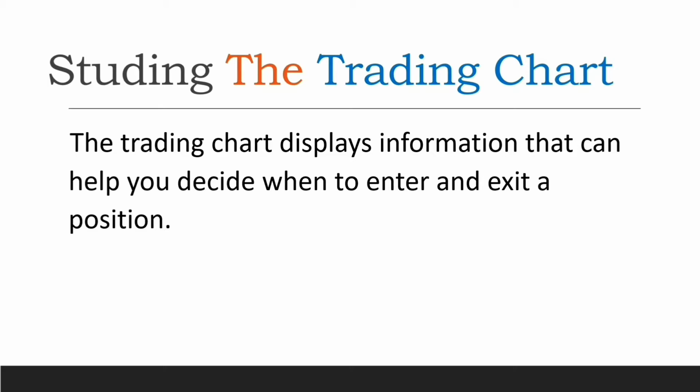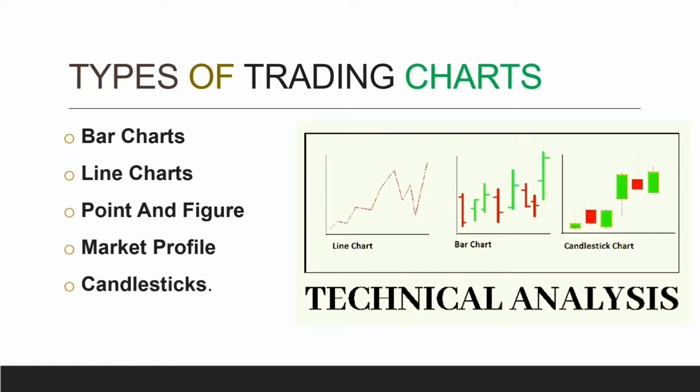The trading chart displays information that can help you to decide when to enter or exit a position. These trading charts are very important, and like we said, it's the first thing that every trader will see when trying to understand or to analyze the market. There are different types of trading charts that we can look at. Some of these charts are the bar chart, the line chart, the point and figure chart, the market profile, and the candlesticks. All these are trading charts that traders use to analyze the financial market.